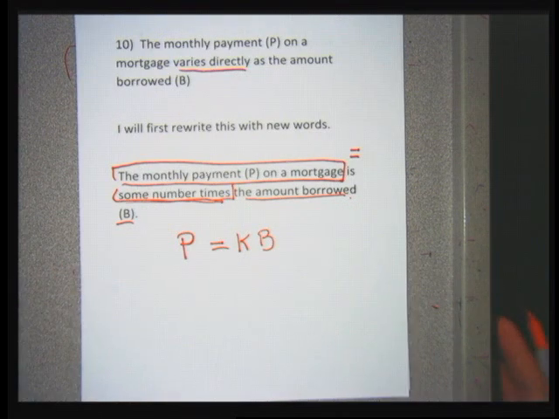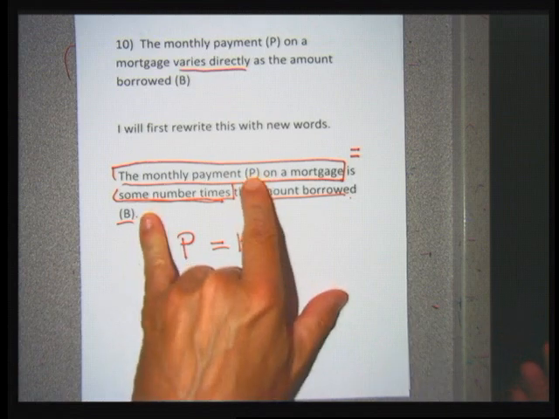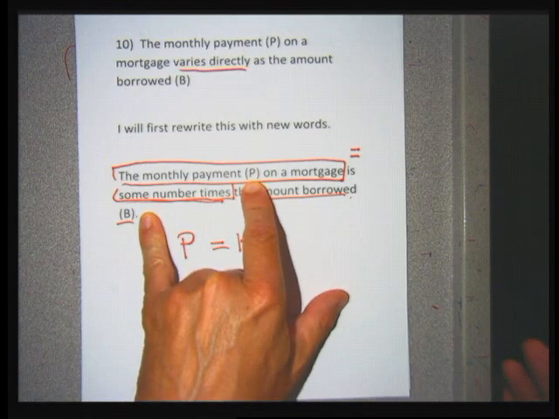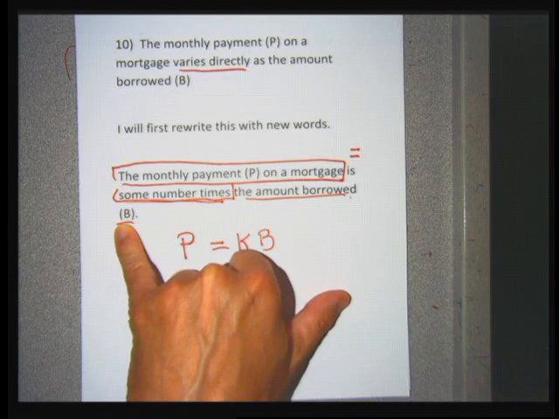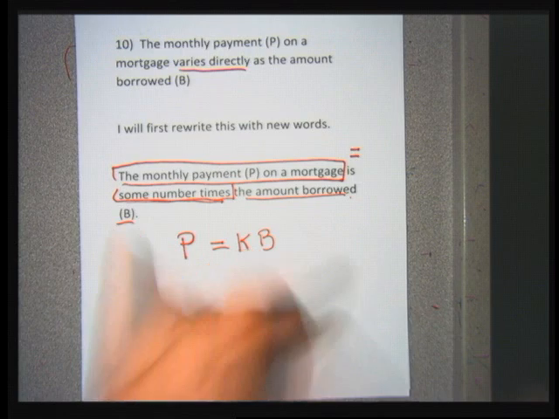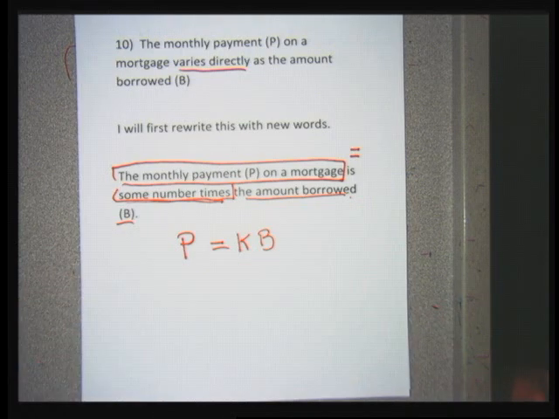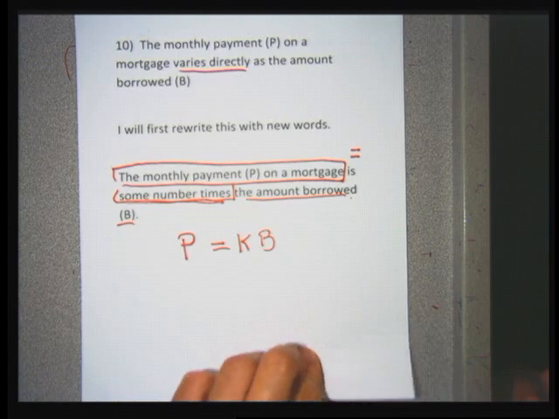So because it varies directly, I know that the first letter that I see is going to go to the left of the equal sign. The second letter I see is going to go after the k, and the problem itself will tell me whether that letter that goes after the k needs an exponent or a radical. In this case, it didn't need any of those.